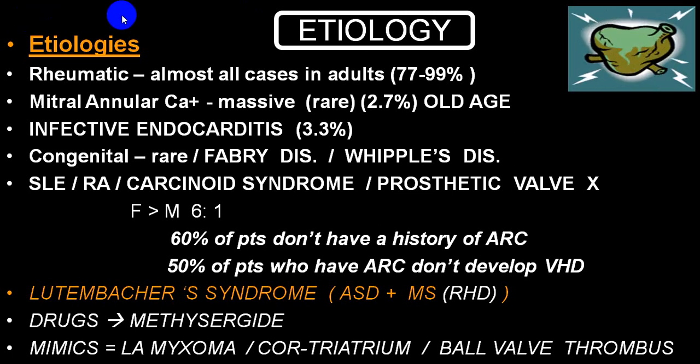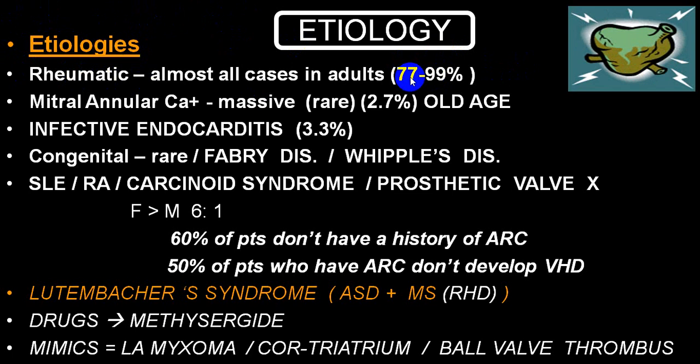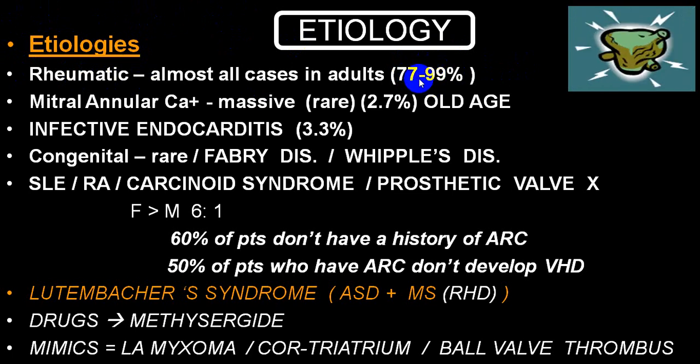Etiology. We almost say that unless proven otherwise, mitral stenosis is because of chronic rheumatic valvular involvement. It accounts for almost 77 to 99%. I'll say almost 99% unless proven otherwise.